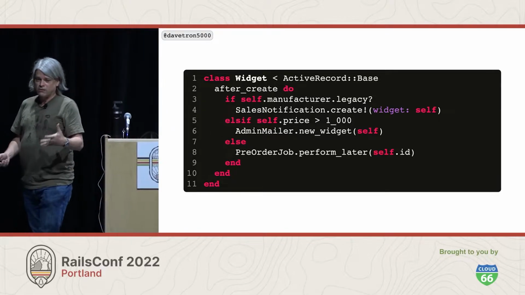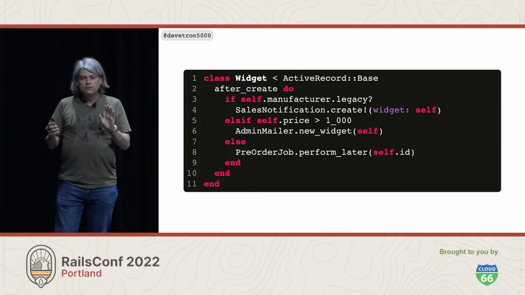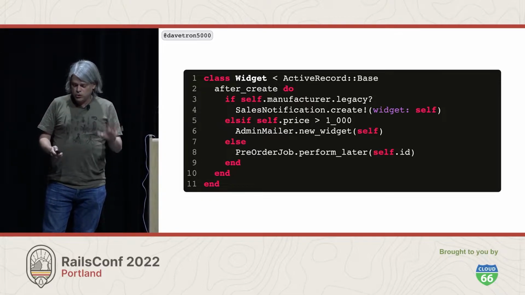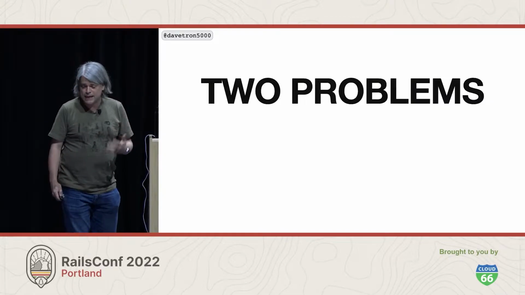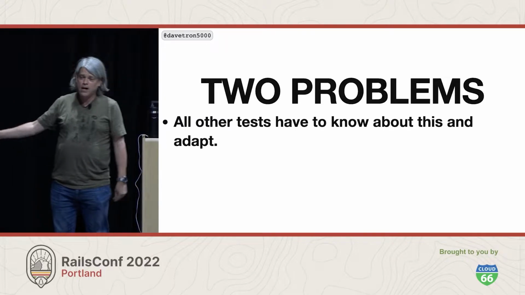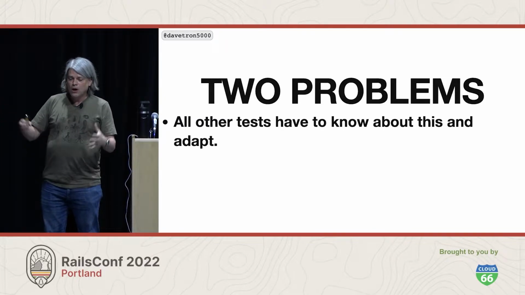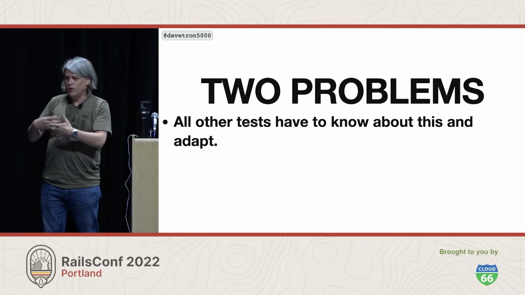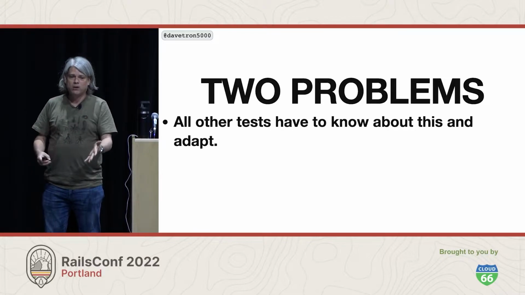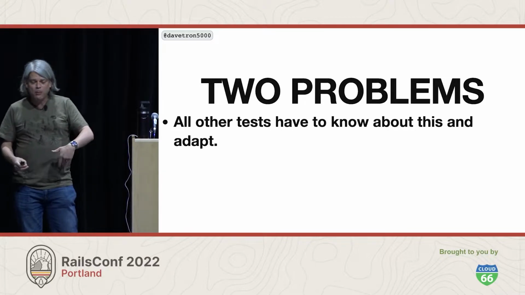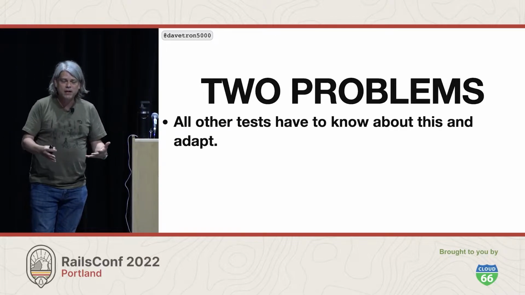Is it because active record callbacks are evil and gross? No, there's a real reason. There's two real reasons. One is related to testing. Again, all the other tests are now in a bad state, right? So all the other tests, if they have to have a widget in the database, they've got to know about all this. Either they've got to know to skip the callback or mock out all that business logic.